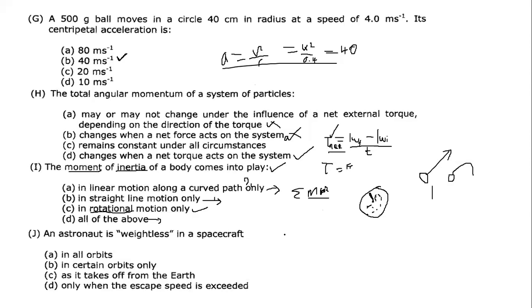An astronaut is weightless in a spacecraft: A, in all orbits. B, in certain orbits only. C, as it takes off from the Earth. D, only when the escape speed is exceeded. Awesome. So what is your thought? What do you think will happen?